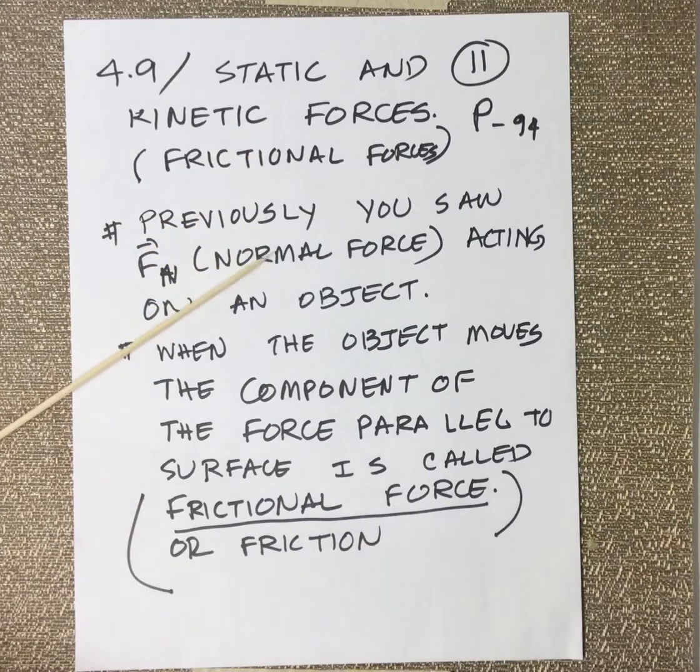So previously you saw the normal force is acting on this object. When the object moves, the component of the force parallel to the surface is called frictional force, or just simply friction. Okay, so the object is sitting on a surface, and we can always say that it is not moving, still there is friction due to the surface, and that is known as static friction.